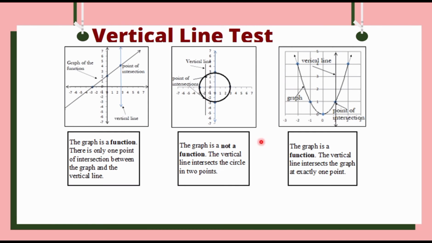How about the third graph? Yan yung graph natin. Dumaan sa vertical line test. How many points of intersection do we have? So we have exactly 1 point. That is also a function. Now, how are we going to find the domain and range if the given is a graph?